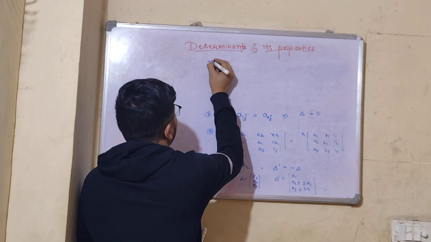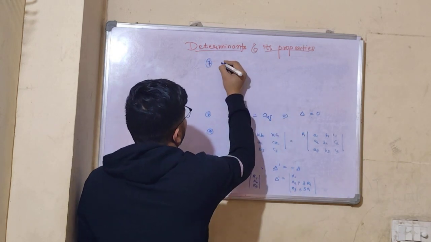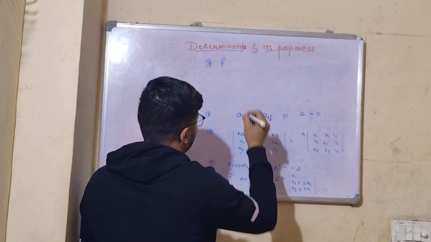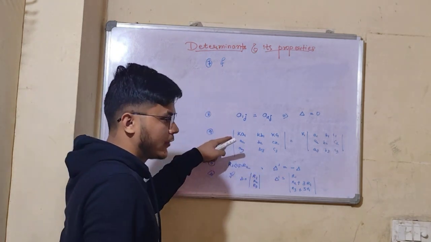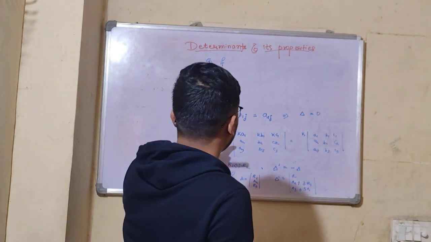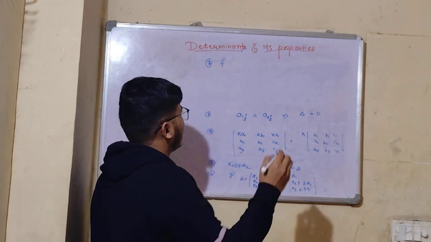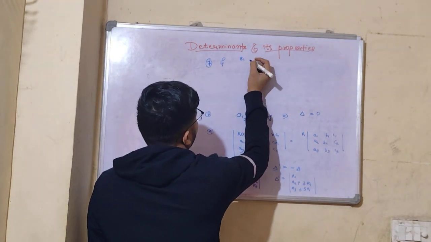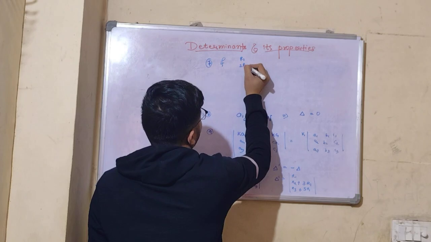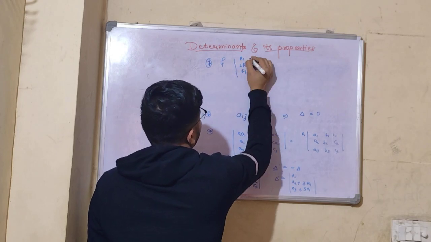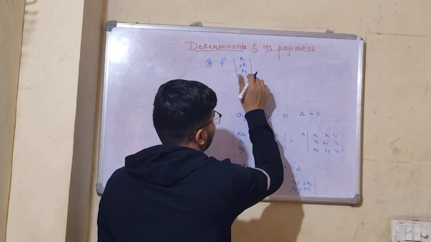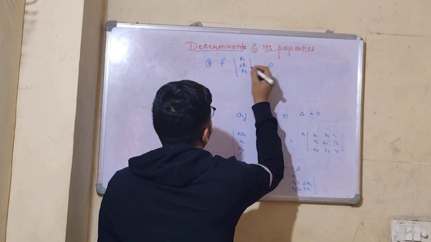What the seventh property says is that if one of the row elements is a multiple of another row's elements, then the value of the delta will be 0. R1, 2 R1, R3. If this is our determinant, then the value of this will be 0.